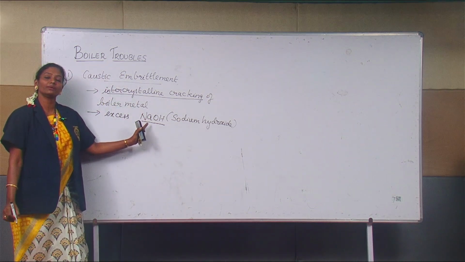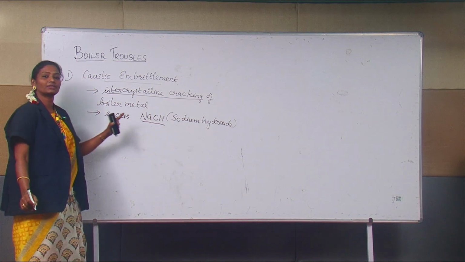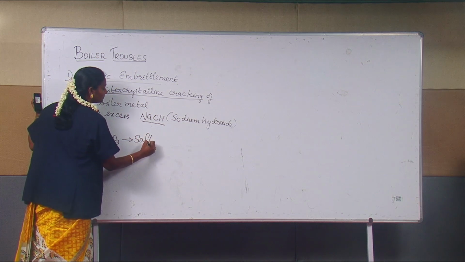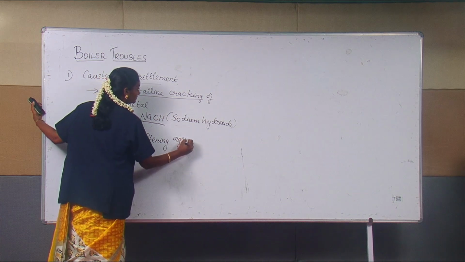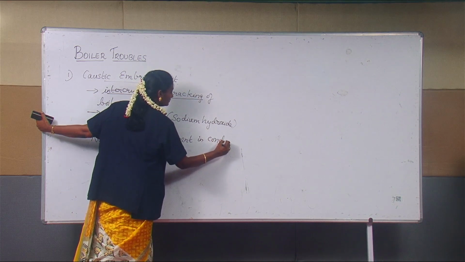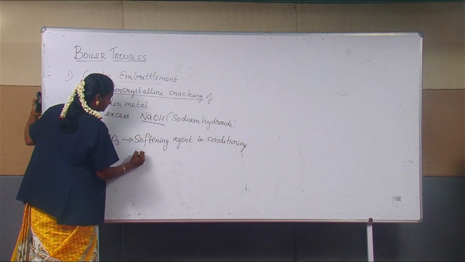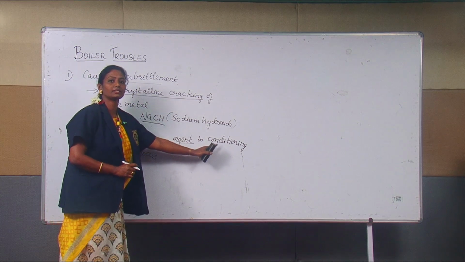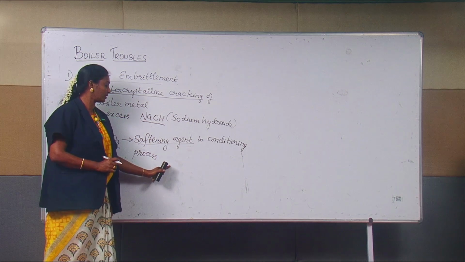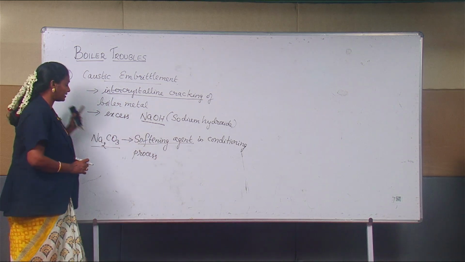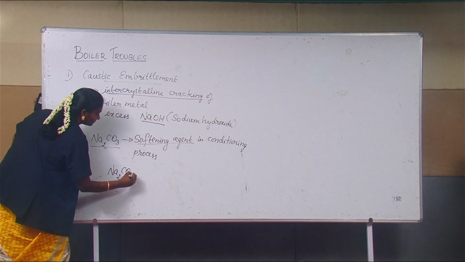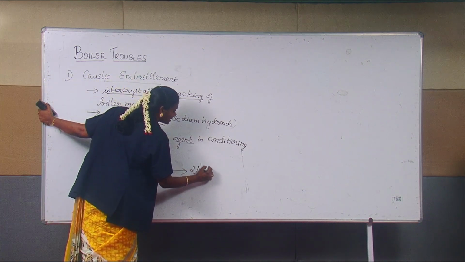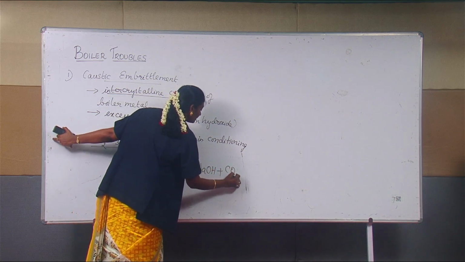Now let us see how the sodium hydroxide is present in the boilers. The sodium hydroxide comes when we use sodium carbonate as the softening agent. Sodium carbonate, when it is used as a softening agent in the conversion of hard water to soft water, would result in sodium hydroxide when it is being heated. So sodium carbonate, when it is heated with water, would result in the formation of sodium hydroxide and carbon dioxide gas.